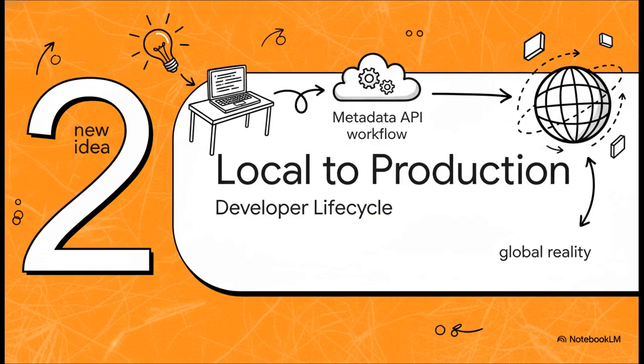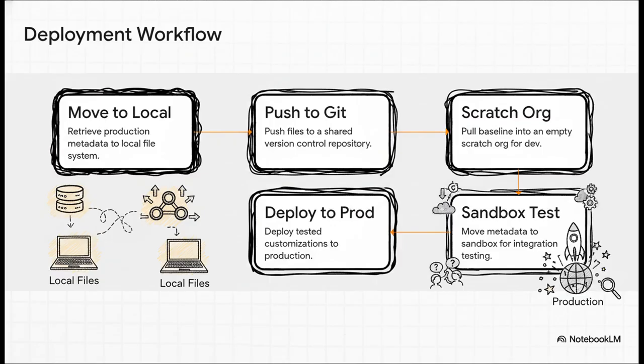Moving on to Section 2, Local to Production Workflow, the Developer's Lifecycle. Okay, so you absolutely need to follow these exact chronological steps. It's a lifesaver. First, use a retrieve call to bring the production metadata down to your local file system. Second, push those files right into Git to establish a safe baseline. Third, pull that baseline into an empty Scratch org for your active dev work. Fourth, move it over to a sandbox for team integration testing. And finally, deploy the tested customizations back to production. It's the perfect cycle to protect your live data while still letting you iterate fast.